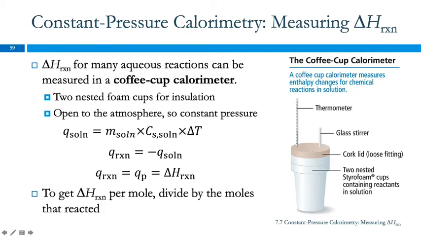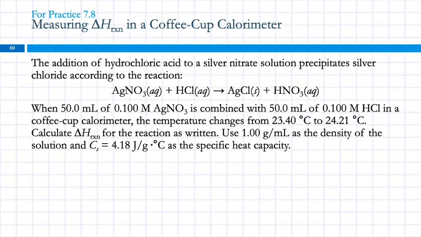So if we want the heat of reaction in kilojoules per mole, then we'll take whatever we calculate for this specific reaction that we did and divide by the moles of reactant and get kilojoules per mole. So let's look at an example.